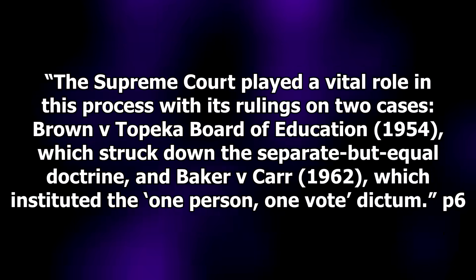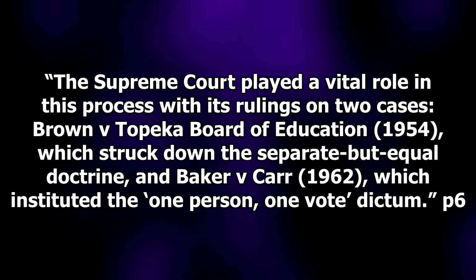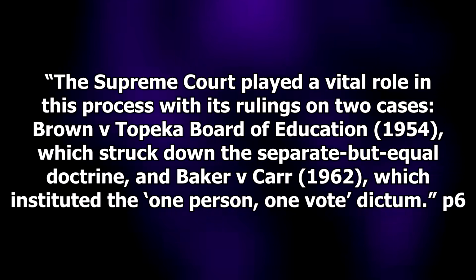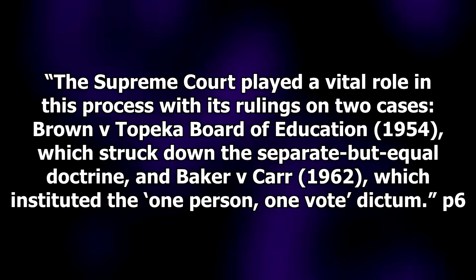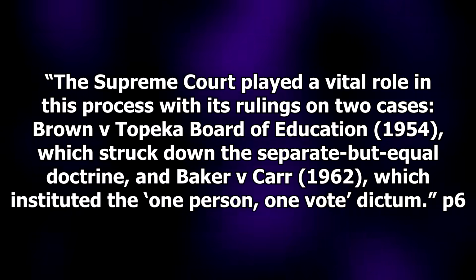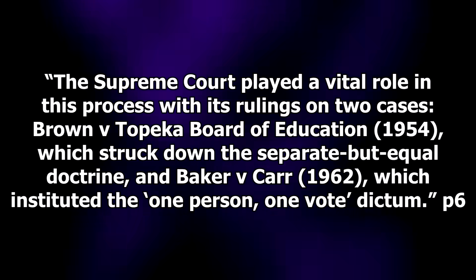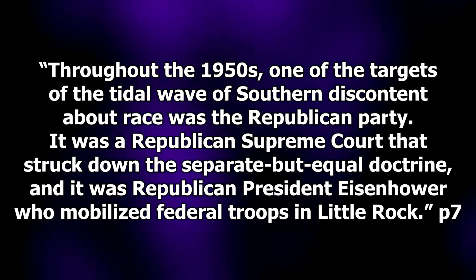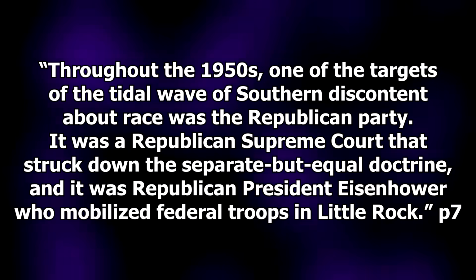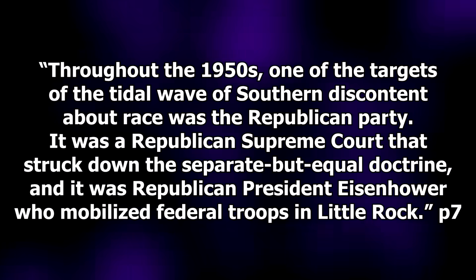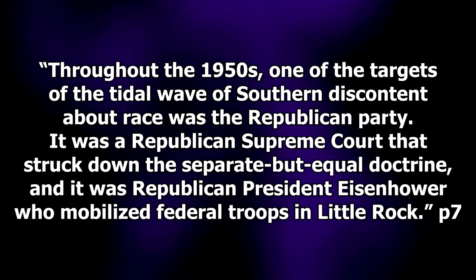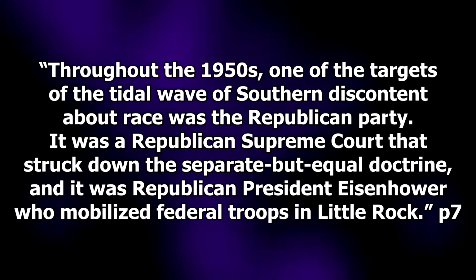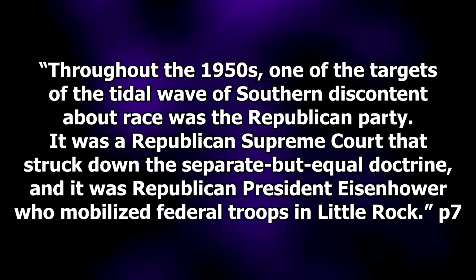The Supreme Court played a vital role in this process with its rulings on 2 cases, Brown v. Topeka Board of Education, 1954, which struck down the separate but equal doctrine, and Baker v. Carr, 1962, which instituted the one-person, one-vote dictum. Throughout the 1950s, one of the targets of the tidal wave of Southern discontent about race was the Republican Party. It was a Republican Supreme Court that struck down the separate but equal doctrine, and it was Republican President Eisenhower who mobilized federal troops in Little Rock. All of these actions reinforced the carpetbagger Party of Lincoln image of the Republicans in the South.